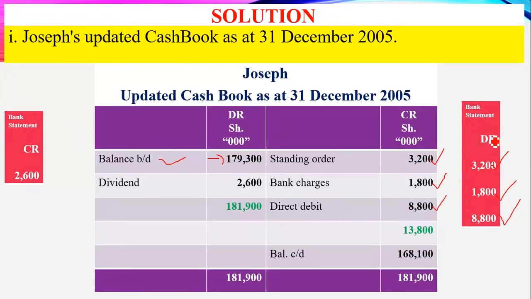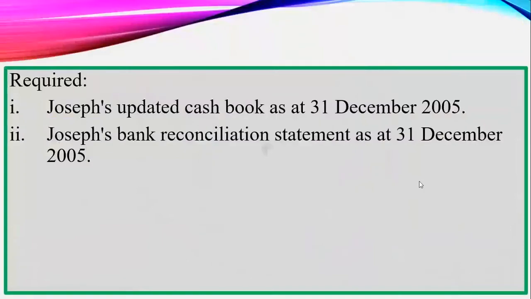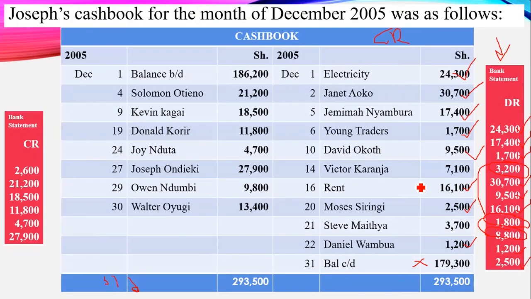So these were the figures that were on the debit side of the bank statement but were missing on the credit side of the cash book. So I have put them where they are supposed to be. Then we compare the other side.